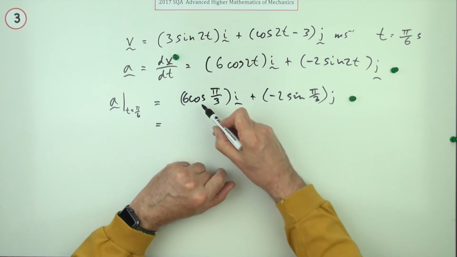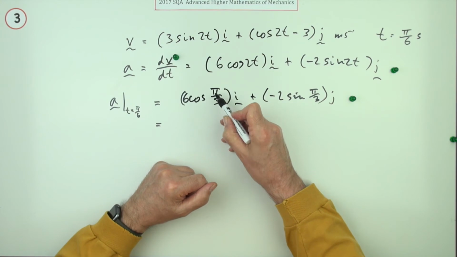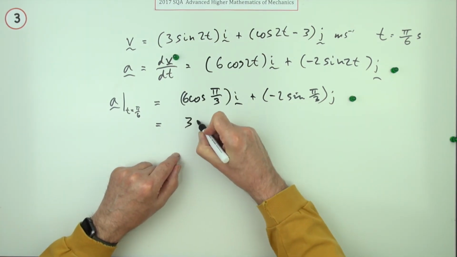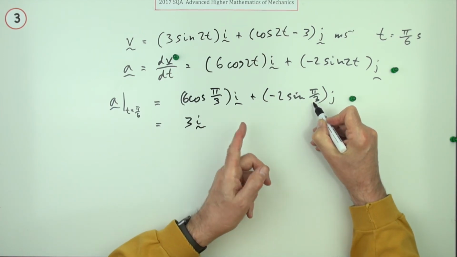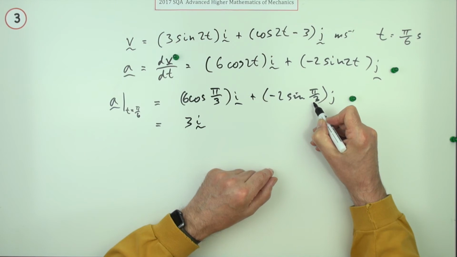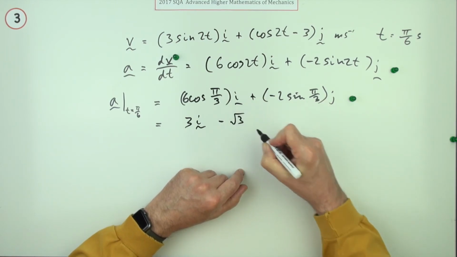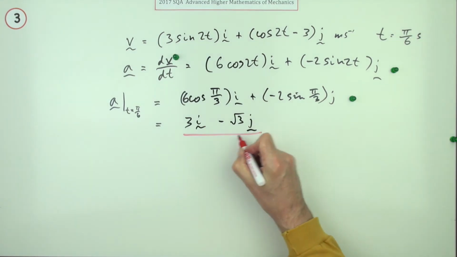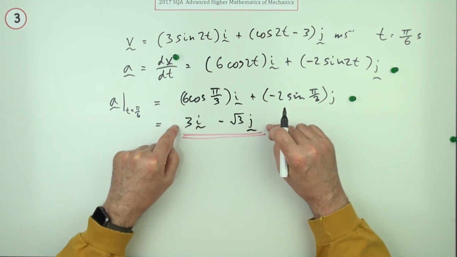Well, you should know that. Cos of pi upon 3, think in terms of degrees if you like, that would be 60 degrees, is a half, so it's 6 times a half, which is 3, so that's 3i. Sine, however, will be the one it's not, so that'll be the root 3 upon 2, but it's double it, so it's root 3, so minus root 3 j. There's the acceleration, or rather there's the acceleration vector.